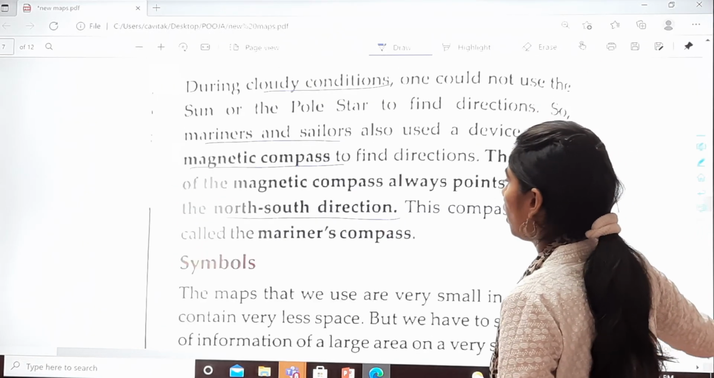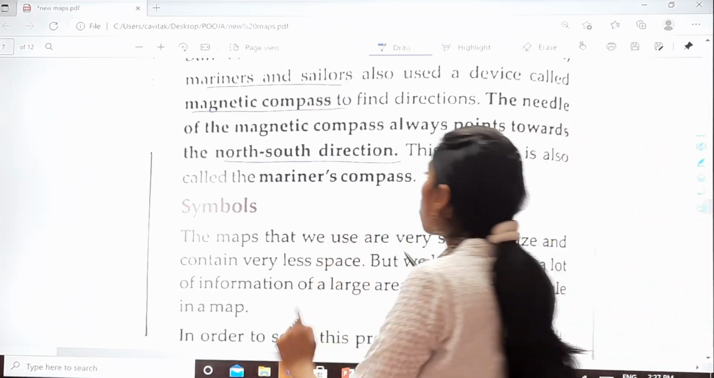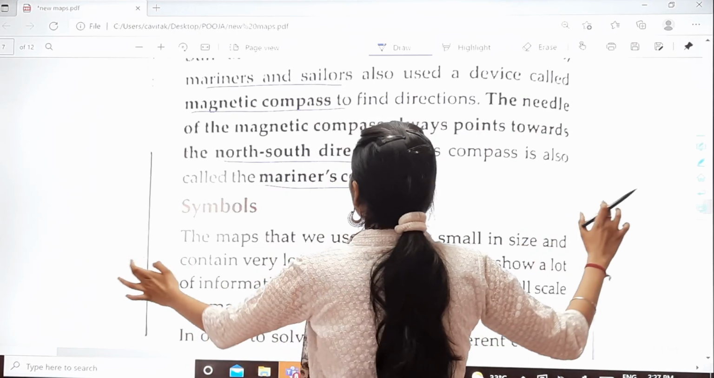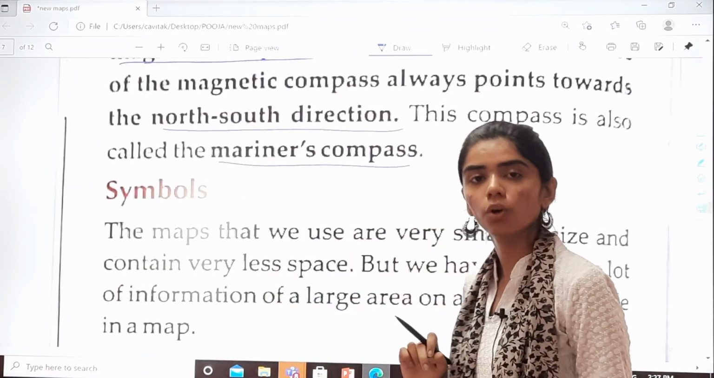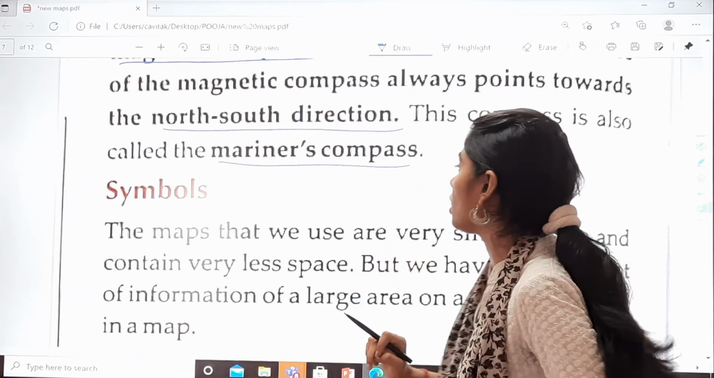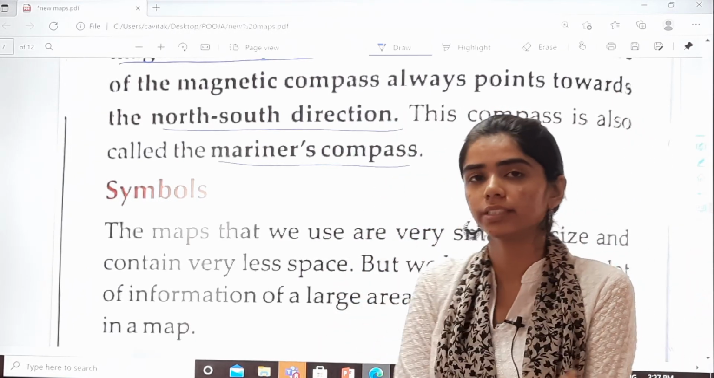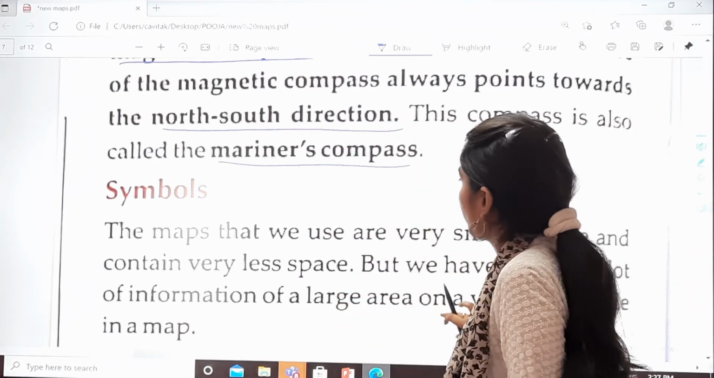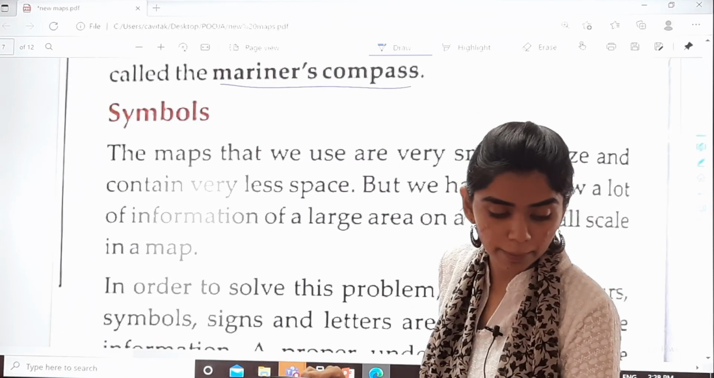Now this compass is also called the mariner's compass. What is it also called? It is called the mariner's compass. Clear? Now moving forward to symbols.